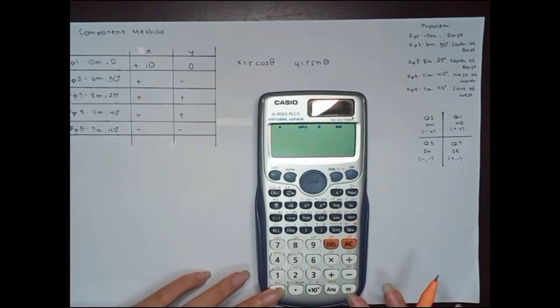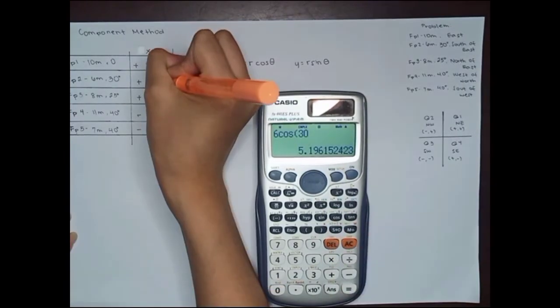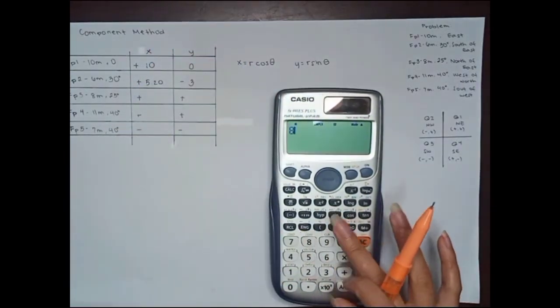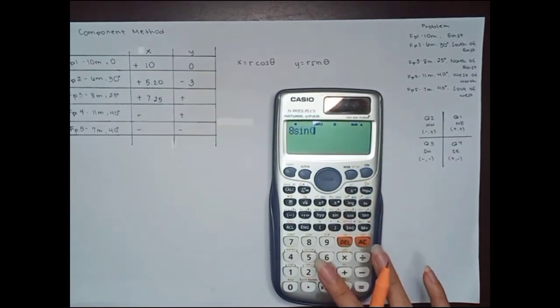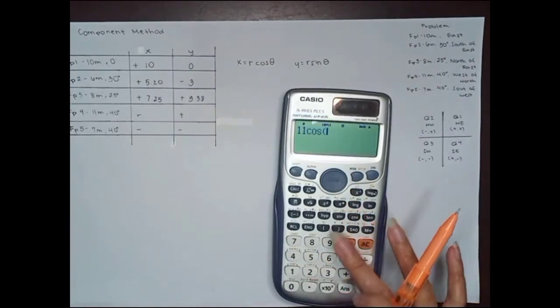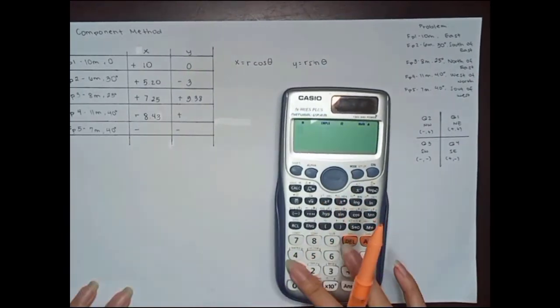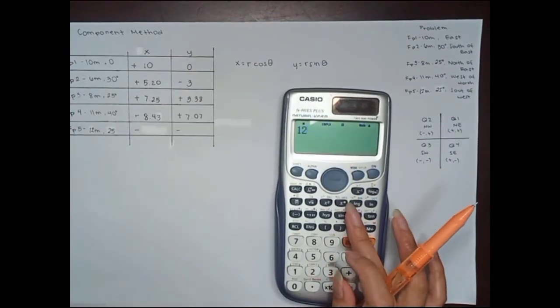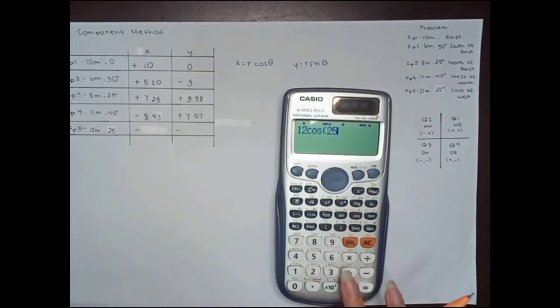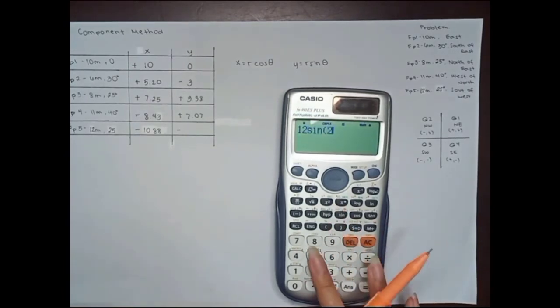For footprint 2, x is 6 cosine 30 degrees. For footprint 3, x is 8 cosine 25. For y, 8 sine 25. For footprint 4, 11 cosine 40. For y, 11 sine 40. Lastly, footprint 5, 12 cosine 25. For y, 12 sine 25.